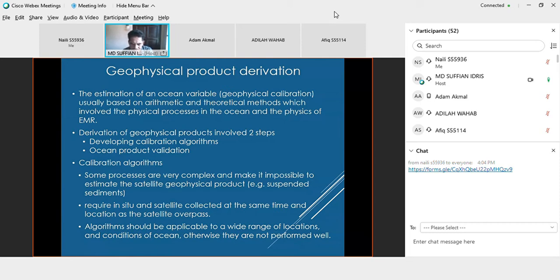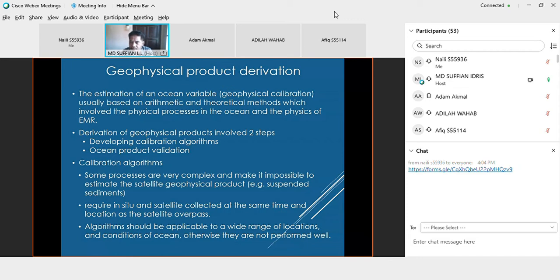So your algorithm tu dia kena robust lah. Robust bermaksud bahawa algorithm tu dia juga boleh digunakan di pelbagai jenis air lah, in multiple water conditions. It's not only katakan di Kuala Terengganu, dia juga boleh digunakan di Kuantan, di perairan Kuantan, di Strait of Malacca dan sebagainya. So that one is a calibration algorithm.